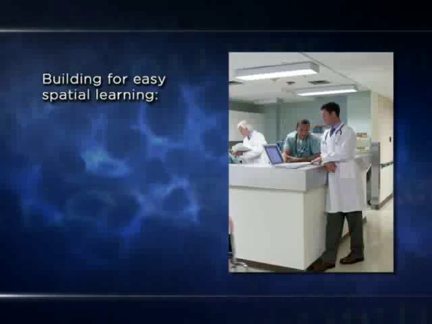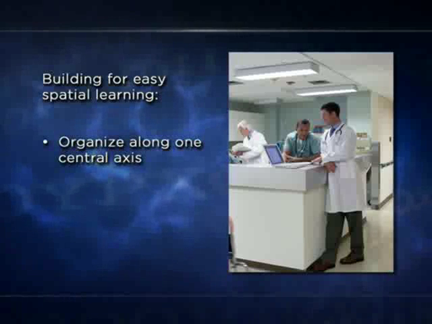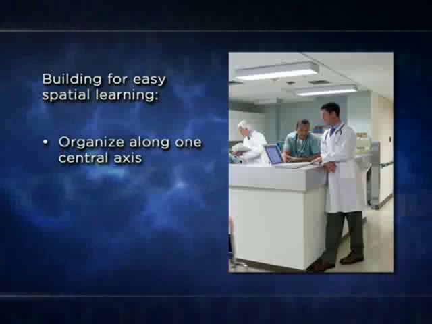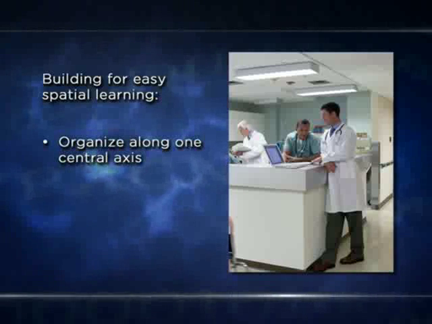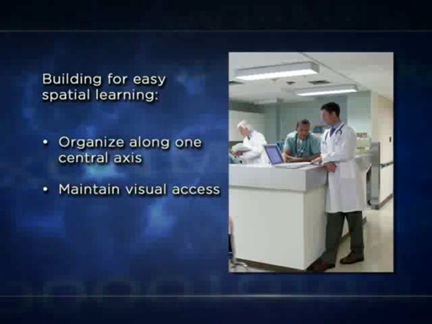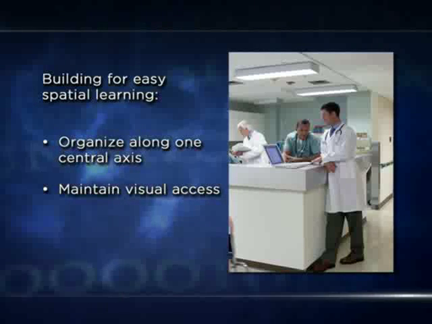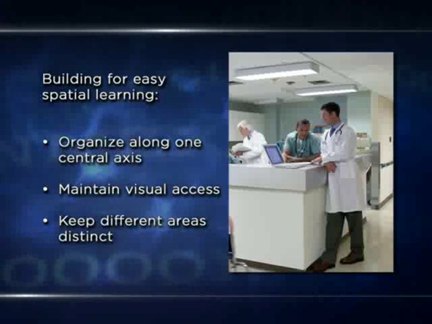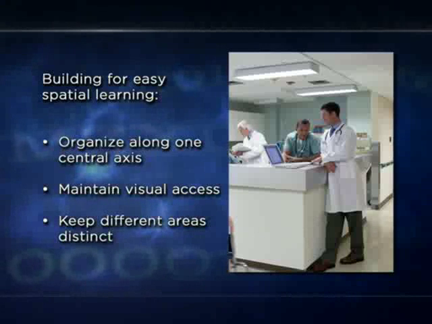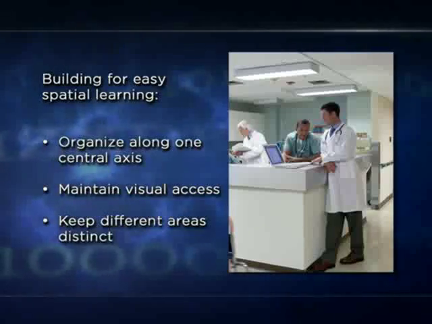So what should these buildings have in terms of design with this idea in mind? Well, one idea is that these buildings need to be organized along one central axis. That makes them simpler to understand and it reduces the number of choice points. A second idea here is that those buildings need to maintain visual access. You need to be able to see different parts of the building from other parts of the building. And finally, one idea is that these buildings need to keep different areas distinct in color and form and other properties that help people figure out quickly where they are.